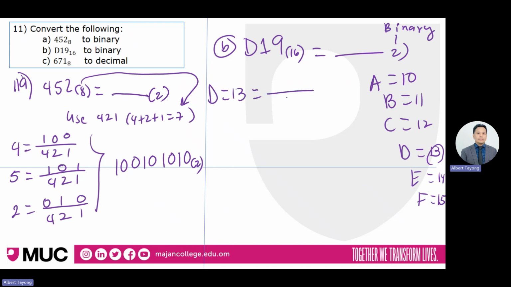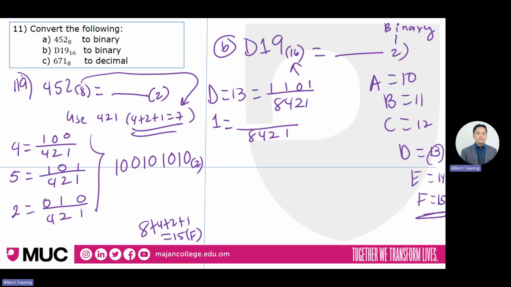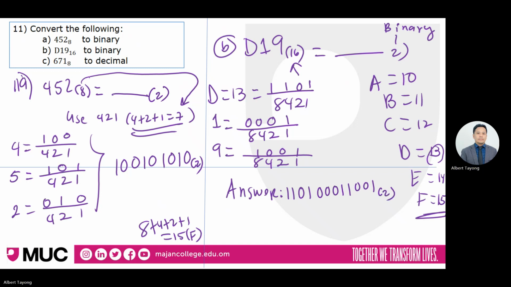So D equals 13, and we're going to use 8421 instead of 421 because we have here base 16. 8 plus 4 plus 2 plus 1 equals 15, or F, the highest in the hexadecimal number system. So 13, we need 8, 4, and 1. So 2 is off, and 1, we need only 0001. Okay, only 1. And 9 equals, of course, you know, it's 8 and 1. 8 plus 1 is 9. Okay, so our answer is 1101. That's for D, 13, and 0001. That's for 1. 1001. That's for our 9. So don't forget the base here, base 2, because it is binary.